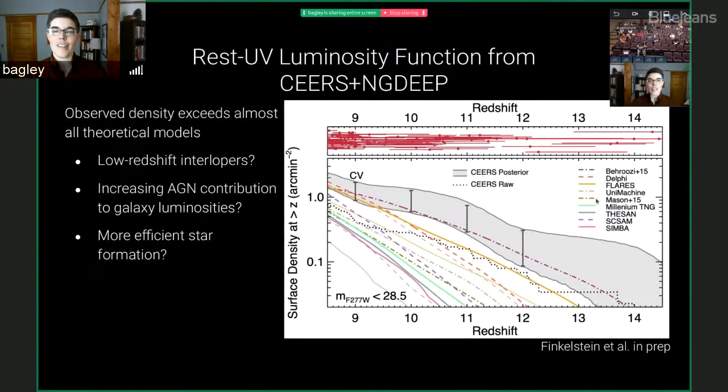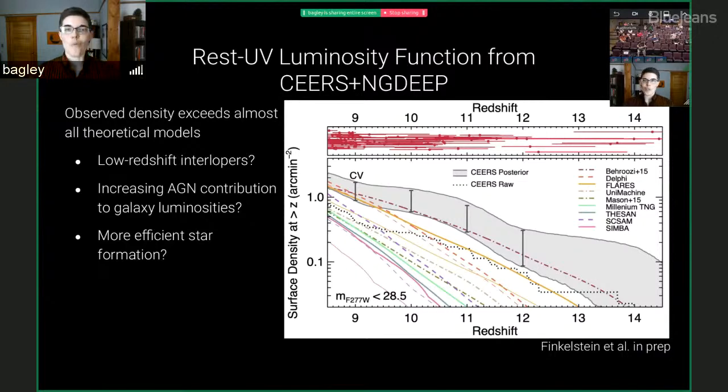Another way to look at this is in the surface density of galaxies. This is showing the cumulative surface density as a function of redshift using the SEARS data. And again, we've seen this in Yuichi's talk, we've seen this in a lot of talks today and other JWST papers. The JWST results at high redshift are higher than can be predicted by existing models of galaxy evolution. So how can we explain this?